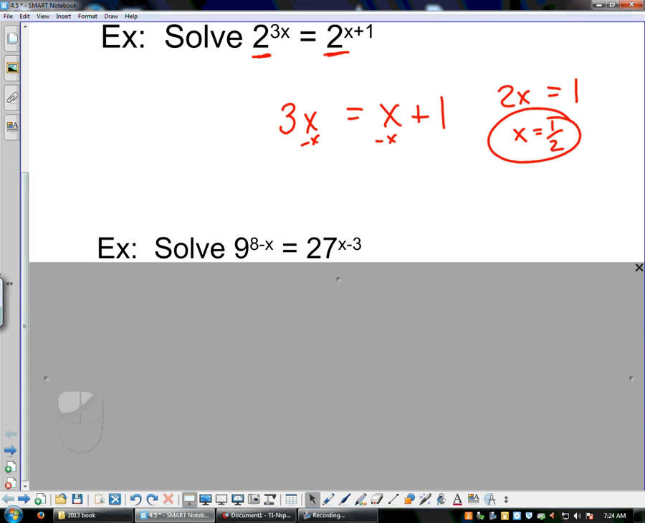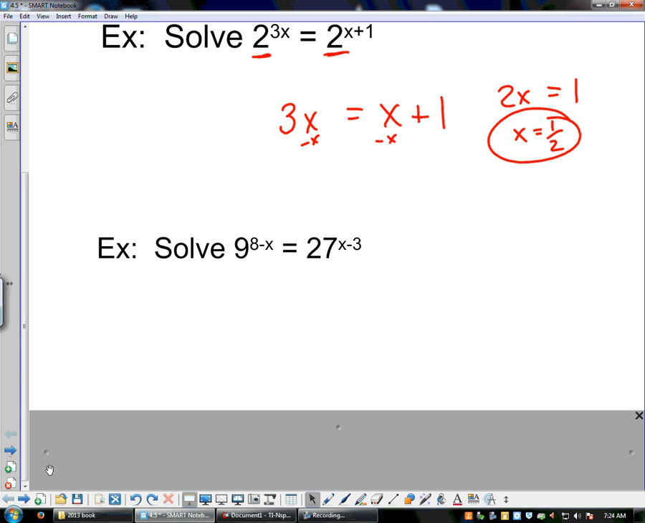Let's take a look at the next example. We've got to solve 9 raised to the 8 minus x equals 27 raised to the x minus 3. Well, we cannot just say that 8 minus x equals x minus 3. We can't say that because our bases were not equal. But if there was a way to get those bases equal to each other, then we could solve this problem. So let's try and do that.